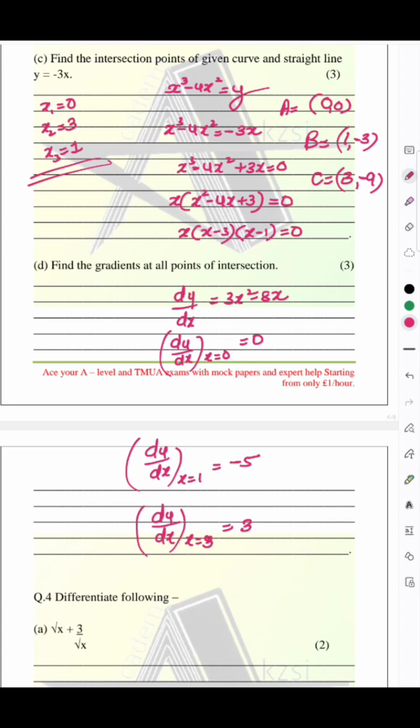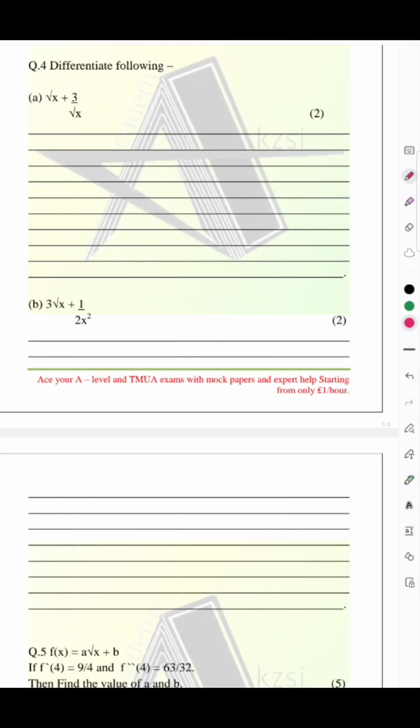So that's it. Question number 4 says, again, we have to differentiate these functions. So root x is x to the power of 1 over 2. And 3 over root x, if I bring it onto the numerator, will become x to the power of negative 1 over 2. So this will become half x to the power of half minus 1, that will be negative half, plus 3 times negative half x to the power of negative 3 over 2. I'm just applying the same formula.